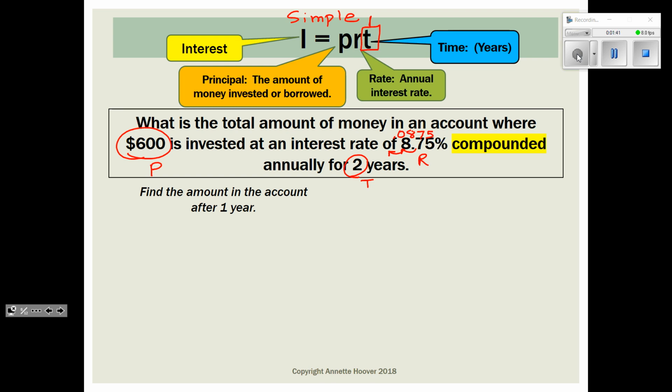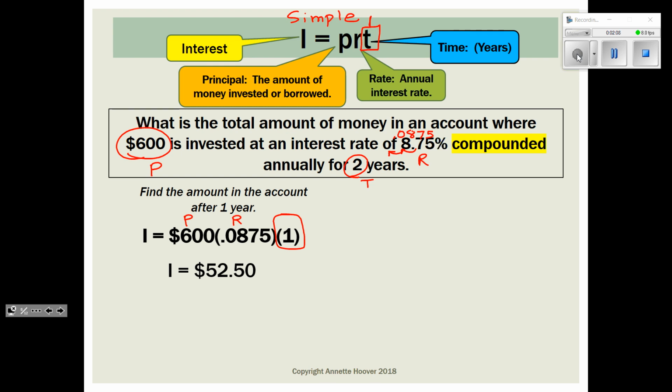So back to our simple interest equation. Interest equals the principal times the rate that we converted into a decimal, and we're just doing it for 1 year. So I know it asked for 2, but we're doing 1 year at a time. To find the interest, just multiply 600 times 875 ten-thousandths, and you will find that the amount of interest in the account after 1 year is $52.50.